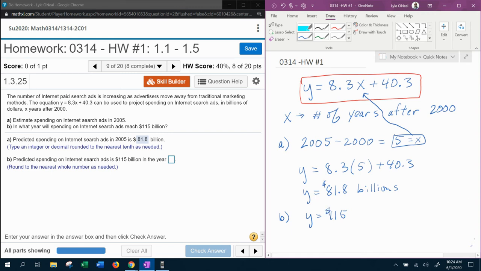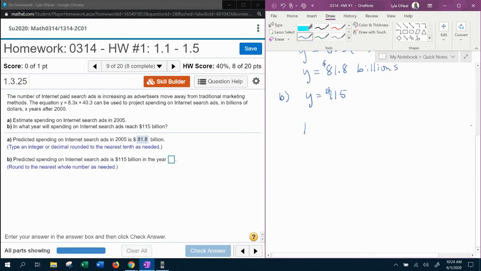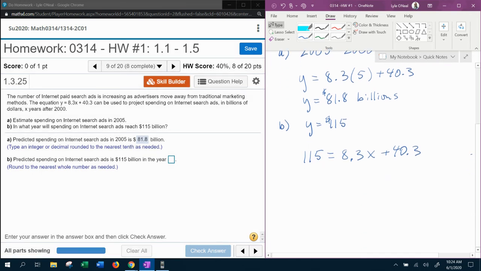And so if I could get this to scroll down, there we go. So we're going to say 115 is 8.3x plus 40.3. Now, if you see what happened there, I took the equation, and instead of substituting for x, I substituted for y this time, the number they gave me, 115, and then I'm going to have to solve for x. And so the first step to solve for x is to take the 40.3 and move it over. And that's going to make minus 40.3.